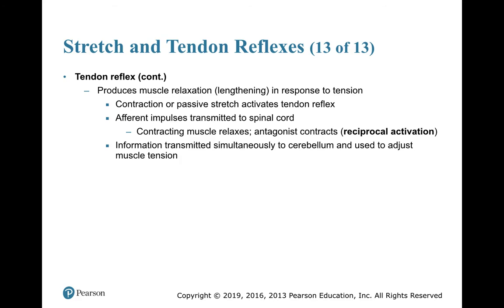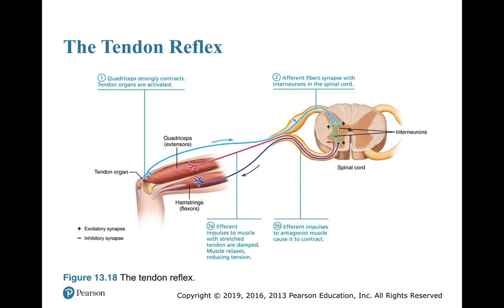The antagonistic muscle will contract. This is reciprocal activation. And that information is also transmitted to the cerebellum so that the muscle tension may be adjusted. So here is a tendon reflex mapped out.